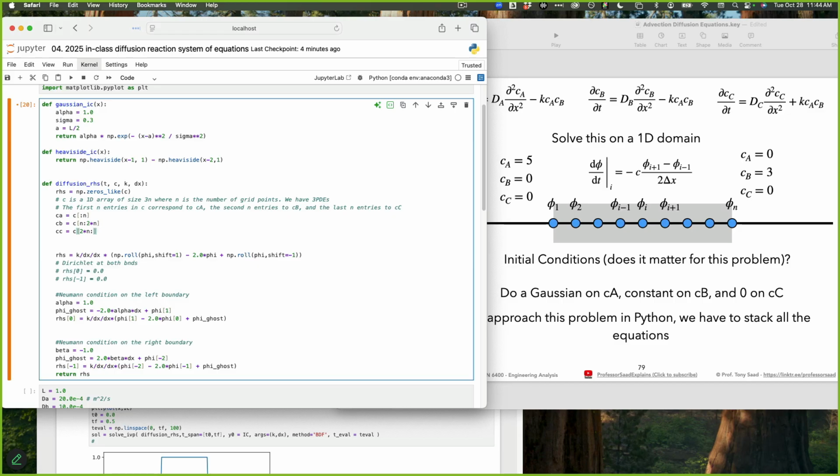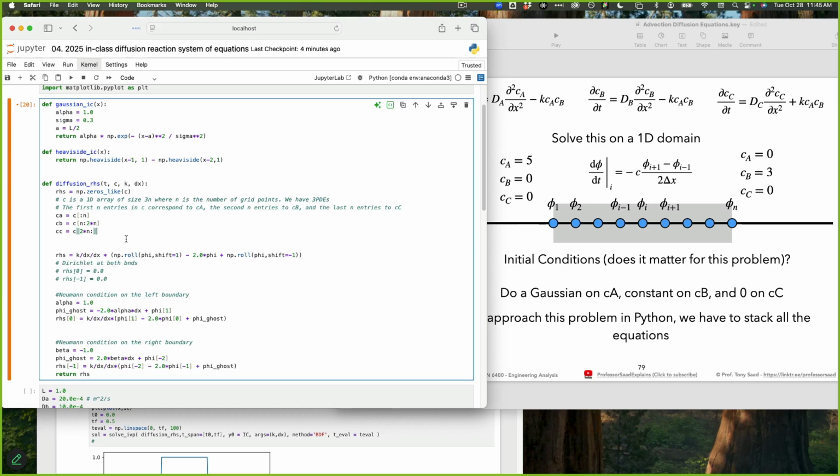Give this a second to think about it. C is a full array with 3n values. The first n correspond to the concentration of A, the second n set corresponds to B, and the third n corresponds to C. I'm separating those for a minute because, logically, from the human mind, I want to segregate A, B, and C, work on each, and then combine them back together. Now it's as if I have a solve IVP for CA, for CB, and for CC, and I can build those equations like we would normally do.